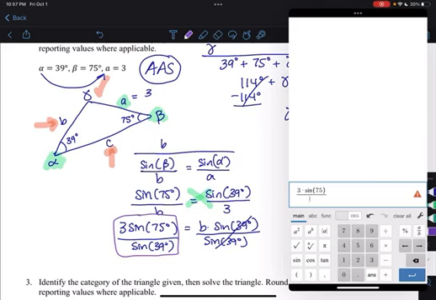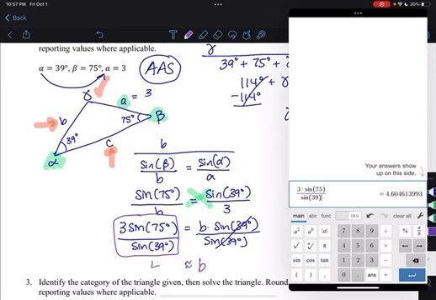And then at the bottom, I want sine of 39 degrees. So I just go sine of 39 degrees and then enter there. And then notice that it says, hey, you've got something going on over here on the side. This is your answer. It said round to the nearest hundredth, so I have 4.60. So B is approximately 4.60.